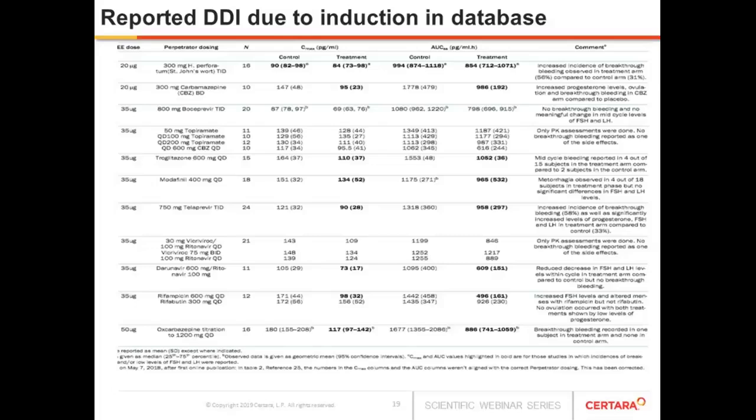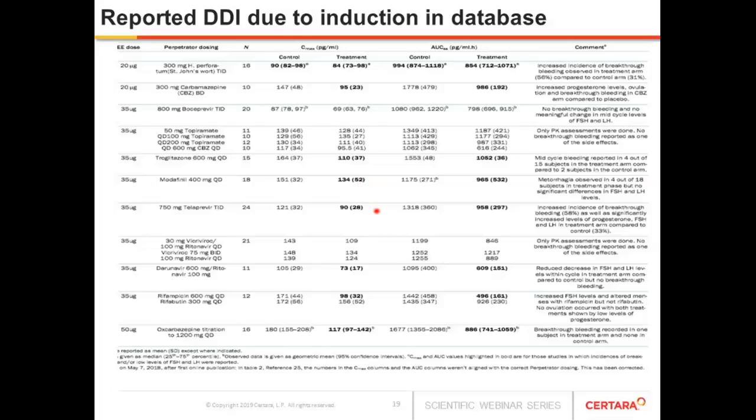So these studies that were reported were studies in which there had been up to a 20% reduction in the concentration in the treatment arm, so in the arm where the drug was administered with another compound, compared to a control arm. Now, 11 studies had been reported in the University of Washington Drug Interaction Database. And out of those 11 studies, 8 of them had reported unwanted effects.